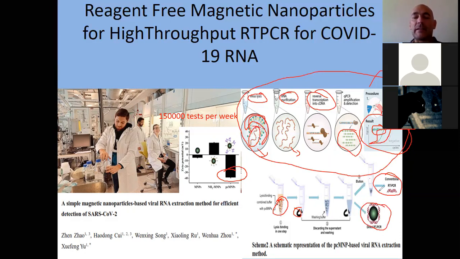So you can see that this process is much faster and much easier, because it does not involve all these reagents. You only need the buffer to break the virus, and you only need the nanoparticles to collect the RNA, okay? You don't need anything else.